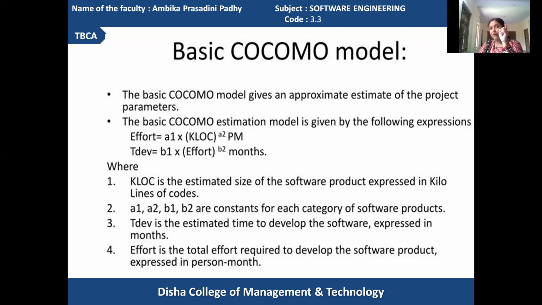Accordingly, 1000 lines are classified as kilo lines of code, KLOC. 1000 lines combined together form one KLOC. Got it? A1, A2, B1, B2 are the constant values, and the constant values can be based upon different categories of the software product. What may be the categories of the software product? In the last class we have discussed.